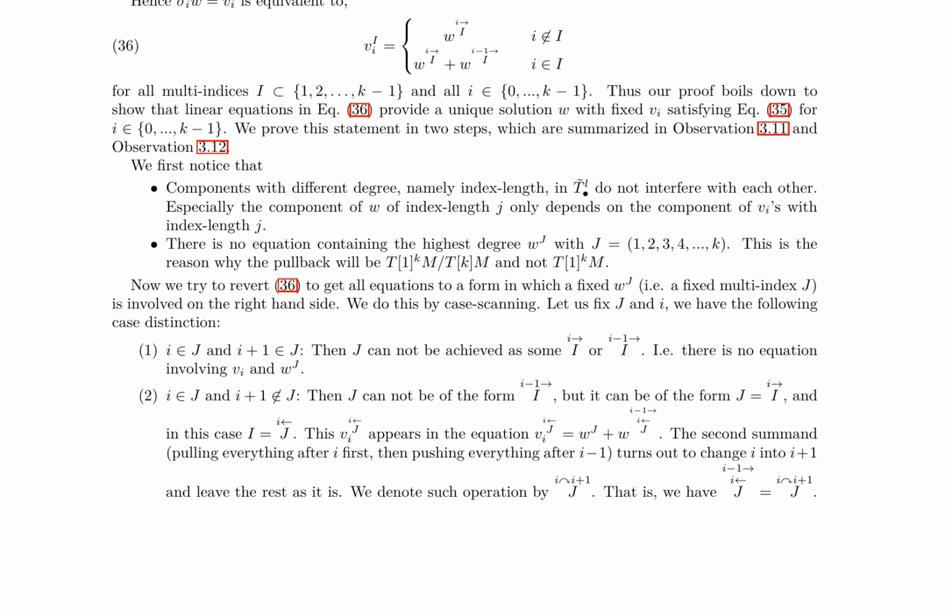The proof is divided into two steps, as summarized in observations 3.11 and 3.12, illustrating how components with different degrees do not interfere and that there is no equation containing the highest degree wj. The authors then revert the equations to a form involving a fixed wj on the right-hand side, making a case distinction based on the indices to ensure uniqueness.